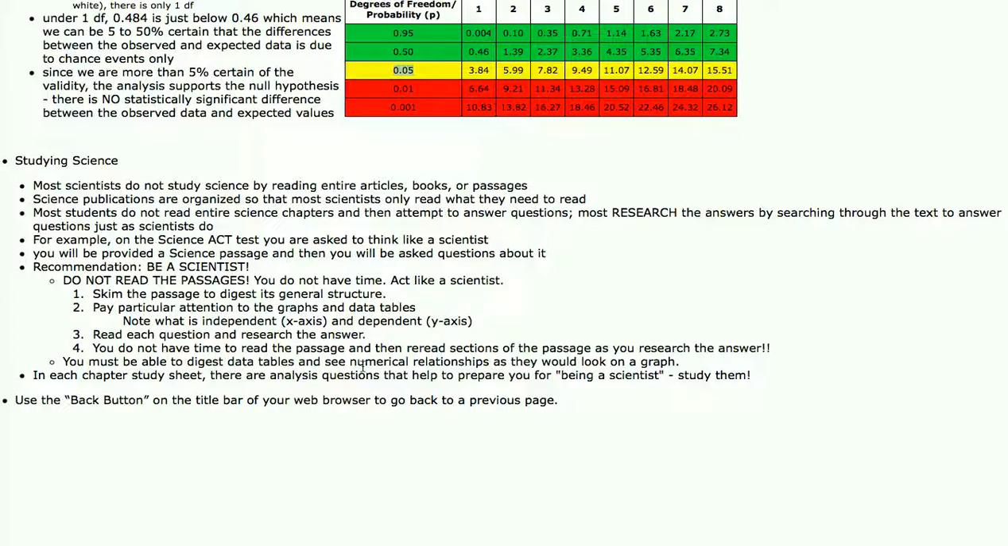Now, we'll talk more about this in class, but when you're studying science, you're going to find that you're doing research. You can't read entire books just to find one answer. You have to search through an article, and you have to find pertinent things that you need to know, and then you need to own those. You need to read those.